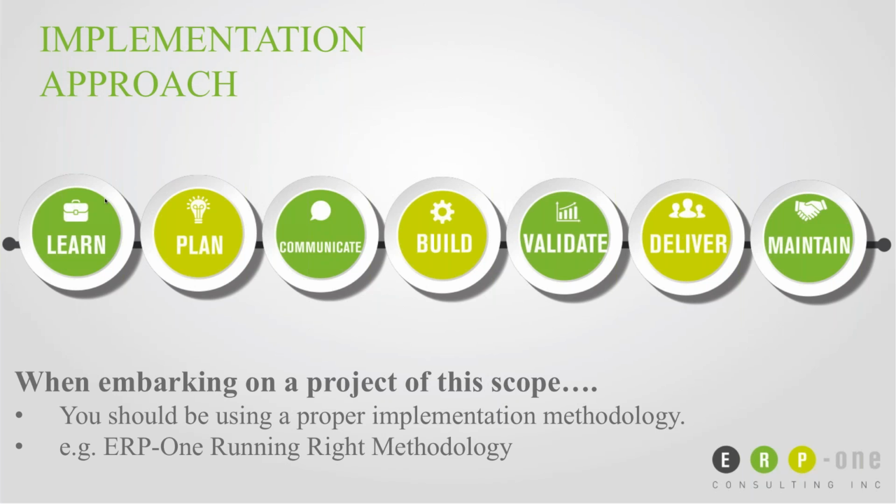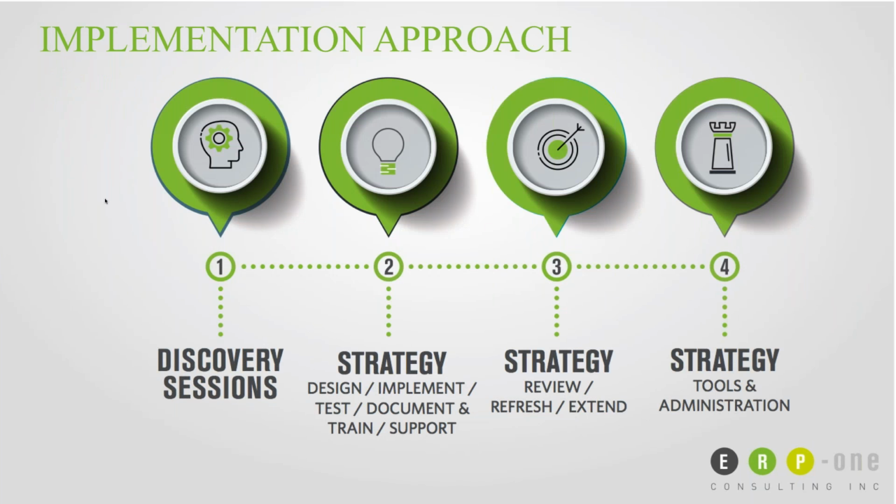I've just given an example of our ERP-One Running Right methodology that we use here that just gives you a framework of all the different things you have to do when building a plan in order to cover off all the important areas. In terms of an implementation approach, you're going to hold discovery sessions. When you've done your discovery and know what you need to build, you're going to design, implement, test, document and train, and build support mechanisms for those applications. You're going to have a regular cadence of review, refresh, and extend for those apps, and a strategy for administering and keeping current the tools that you have in place.